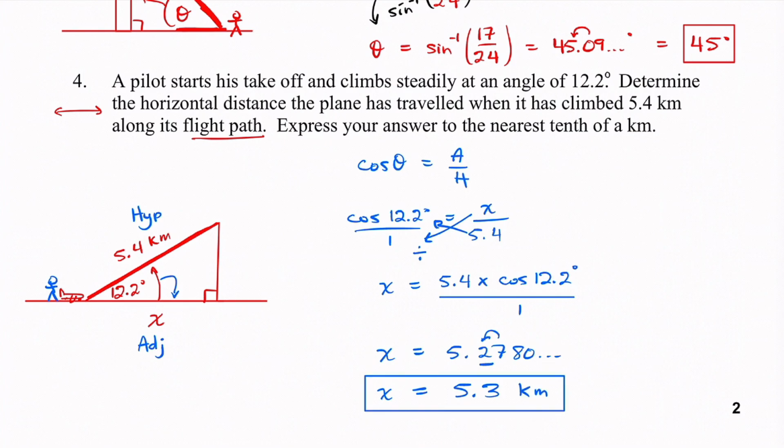Now questions like this too, you can always check your answer at the end. I know the hypotenuse here, that always has to be the longest side. So if this is 5.4, whatever side this is, it can't be more than 5.4. It could be close to it, but it has to be less. So 5.3, that would make sense, okay? So you can always do a quick kind of check. Hypotenuse has to be the longest side.